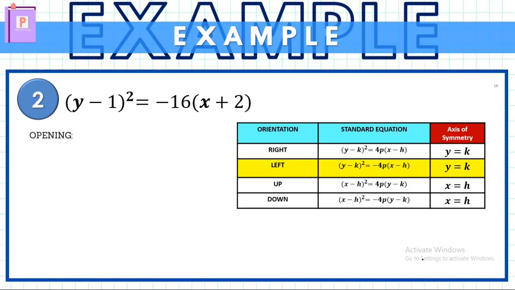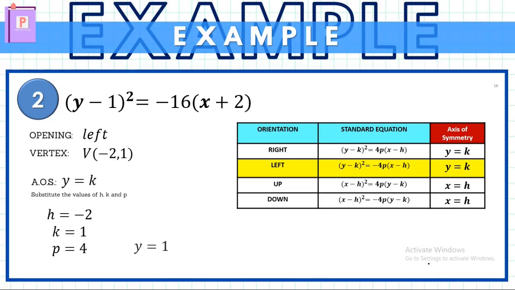Let's have this example. The opening is to the left. The vertex is at -2, 1. So the axis of symmetry will be represented as y equals k. So simply identify what is h and what is k, and that will give us the formula y equals 1. Because y is the variable used and the value of k here is 1. Therefore, the axis of symmetry is y equals 1.